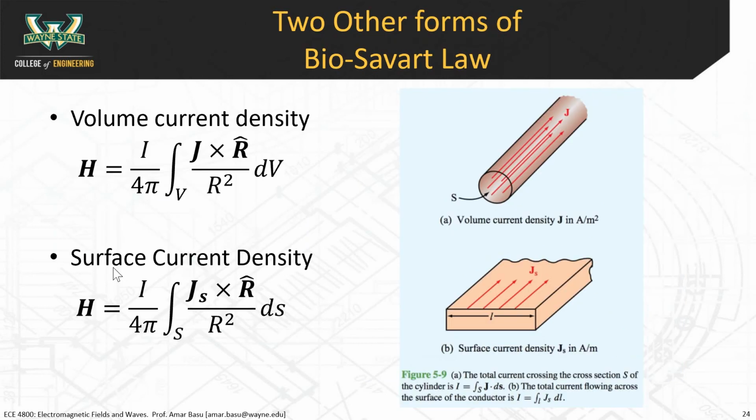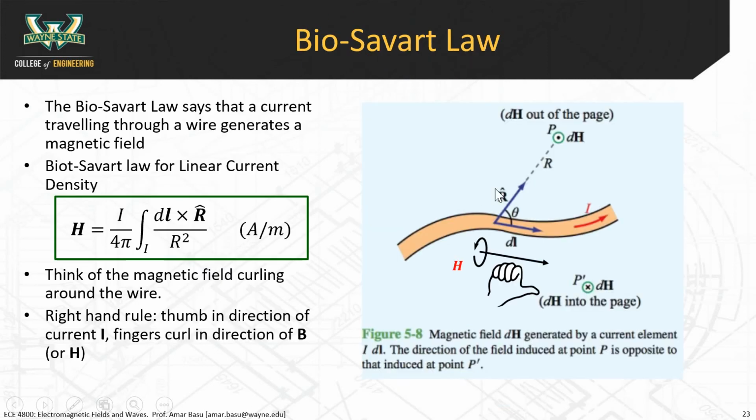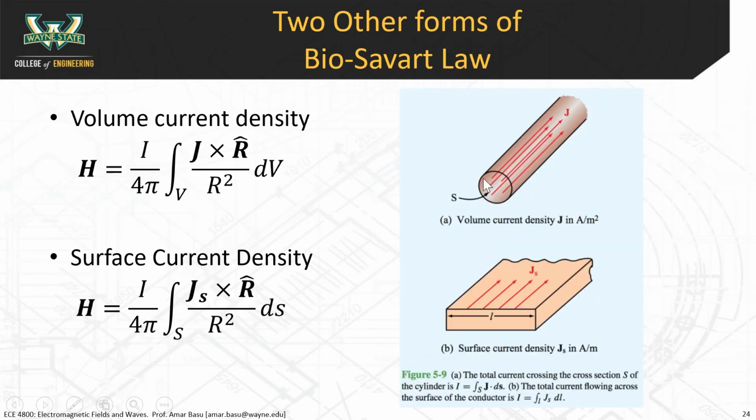There are two other forms of the Biot-Savart law. One is for a volume current density. Here we just considered the total current, but if you have a non-uniform current density along the cross section of a wire, you'll use this one. And if you have a surface current density, you'll have a problem like this in your homework, and you're going to use this form of the Biot-Savart equation.